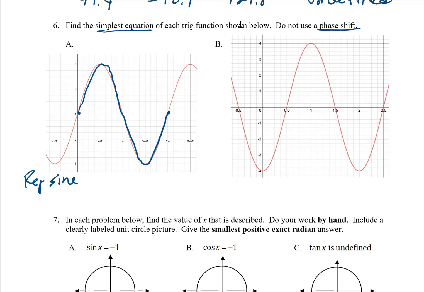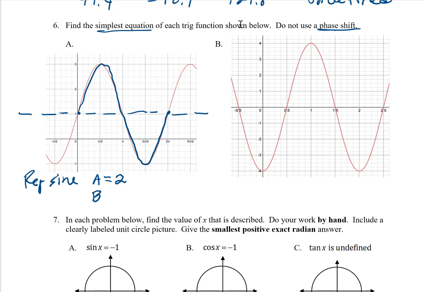Another thing that might help is to draw in the midline. The top is 3, the bottom is negative 1. Halfway between those two numbers would be positive 1. You can always add them up and divide by 2. And I think I have enough on here now that I can identify some of my pieces. My A value would just be the amplitude. The distance from 1 to 3 would be 2, positive 2 because of the regular sine.